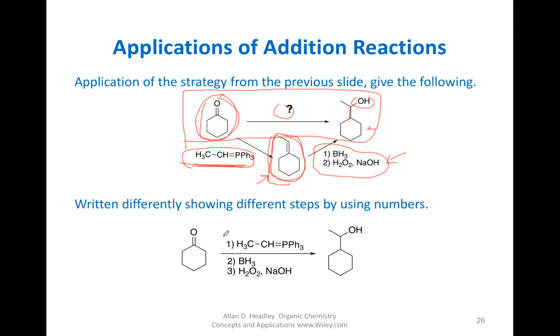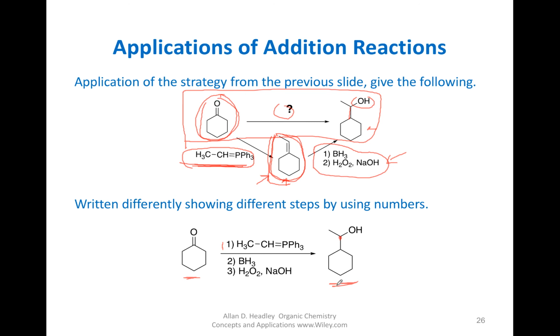So this is a summary of our retro-analysis. So here are the steps. Step number 1, you would react this molecule here with the ylide in a Wittig reaction to get an initial product. You'll react that initial product with borane followed by oxidation to get the anti-Markovnikov addition to the double bond, which would give you the target molecule.